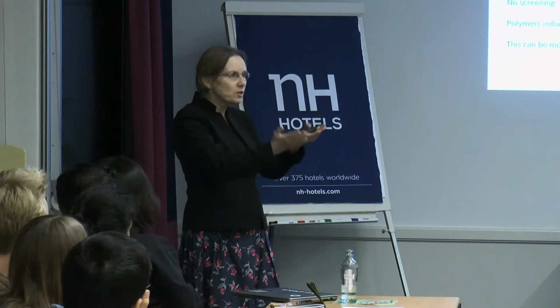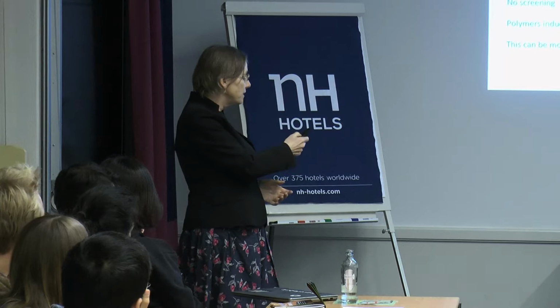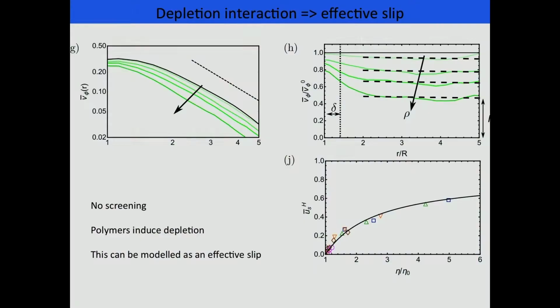And what that's saying is that you don't get any screening, that the flow field goes on forever, even if the polymers are there. It's not like it's being caged in some sort of tube. No screening, because if it was screening, this thing would go down exponentially. So these ideas that the polymers are acting as a sort of cage don't work, at least in this particular setup.